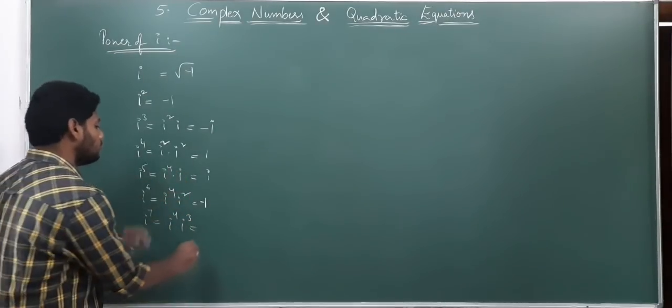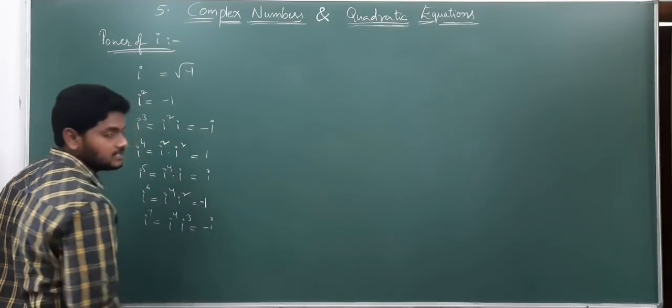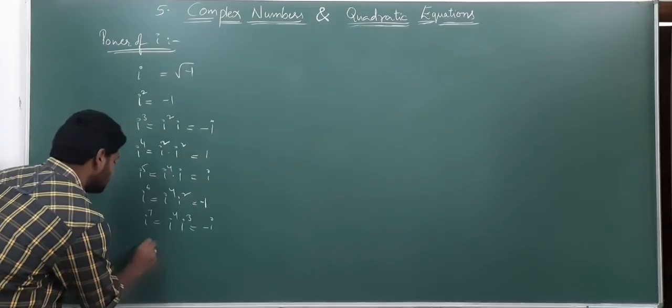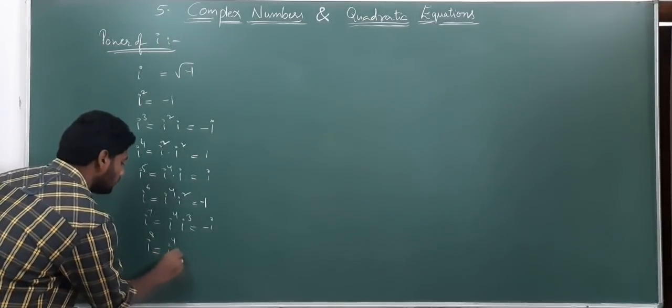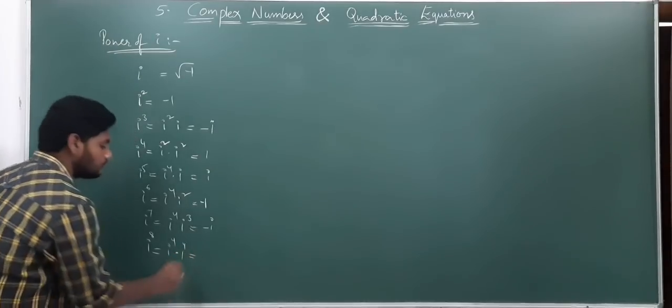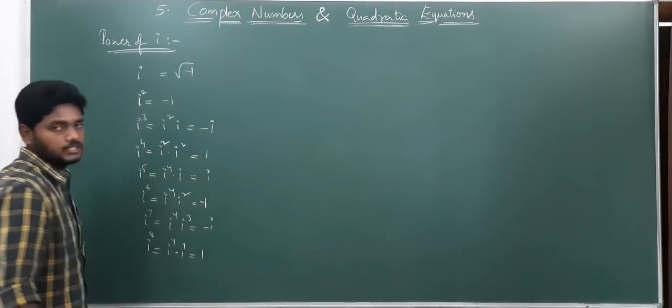So I to the power of 4 has value 1. 1 into I cube, value minus I. 1 into minus I is minus I. So again another value, I to the power of 8. I to the power of 8 we can write as I power 4 into I power 4. What is the value of I power 4? 1. 1 into 1 is equal to 1.